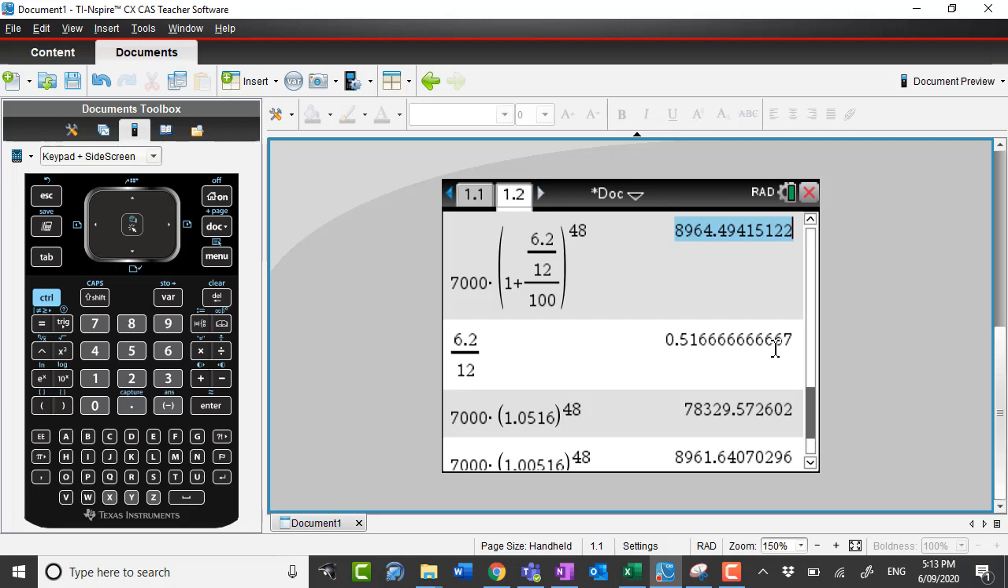So just note that if you can try to do it in your calculator like this, it's going to make life a lot easier for you, and you're going to have fewer rounding errors.